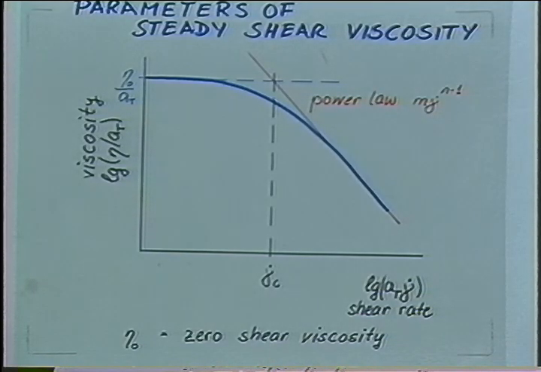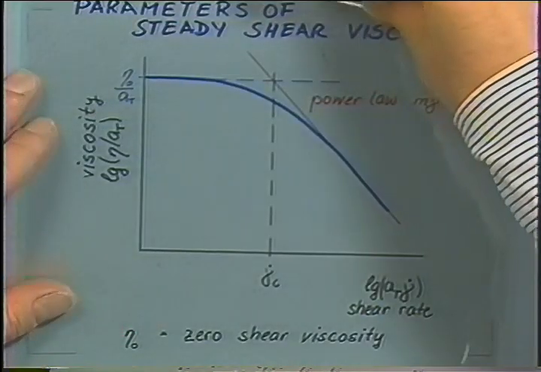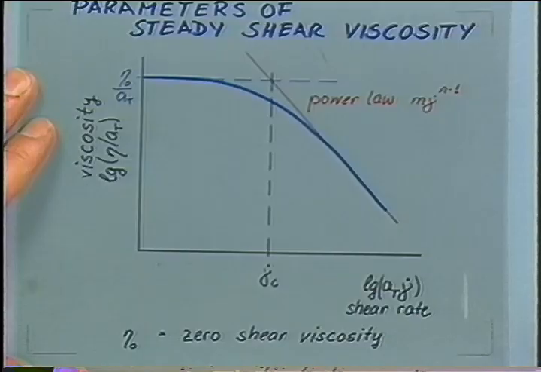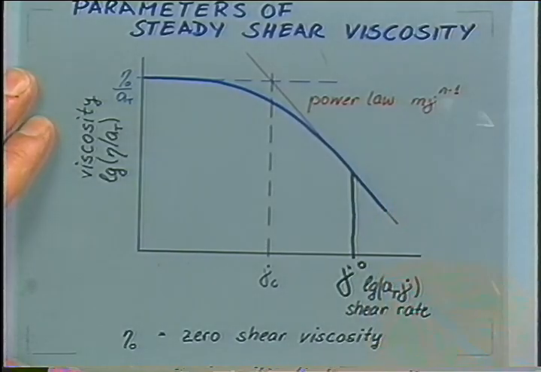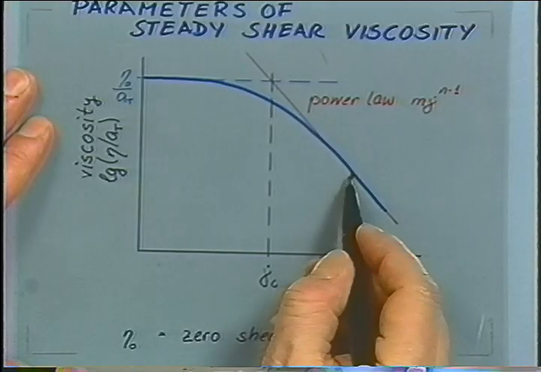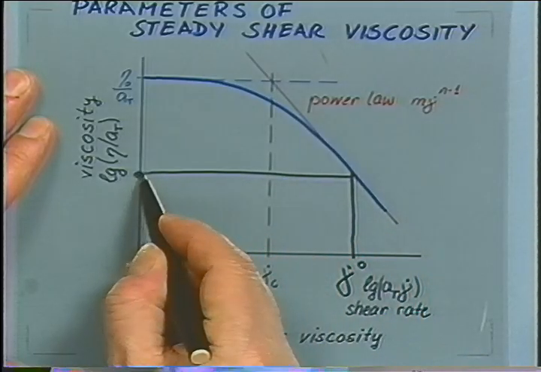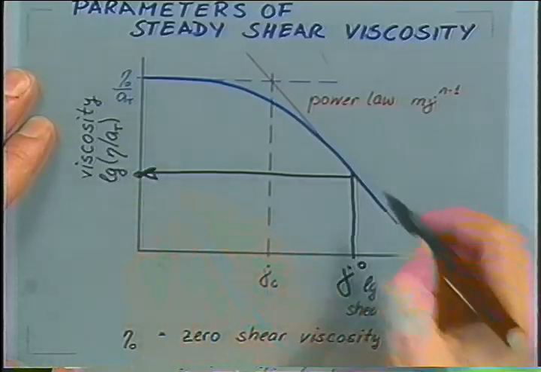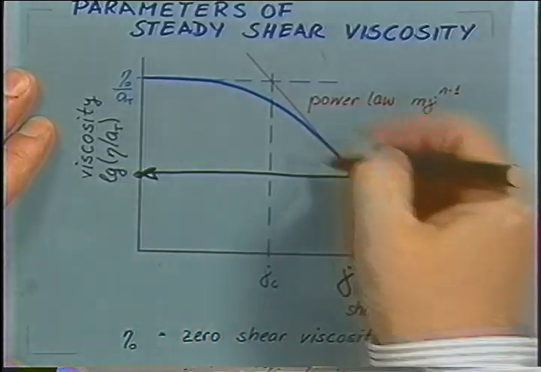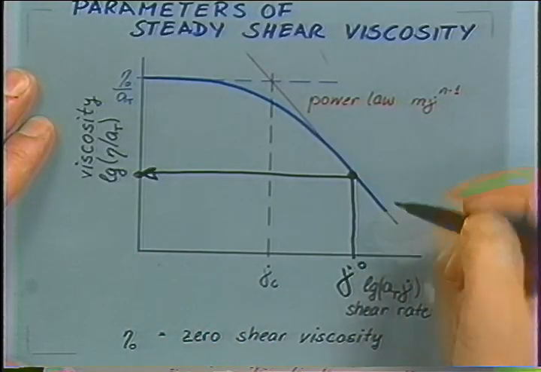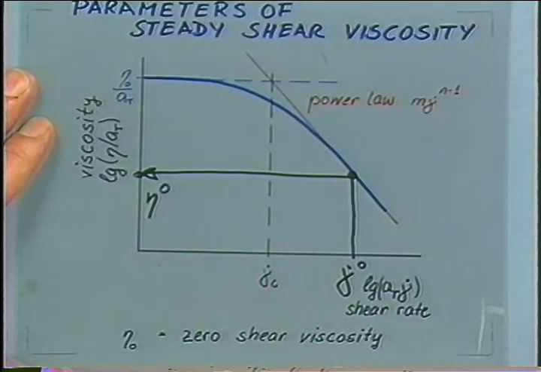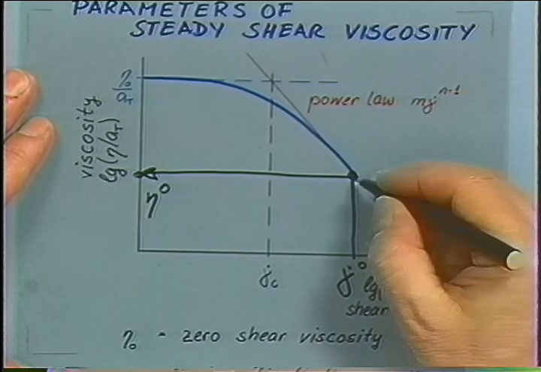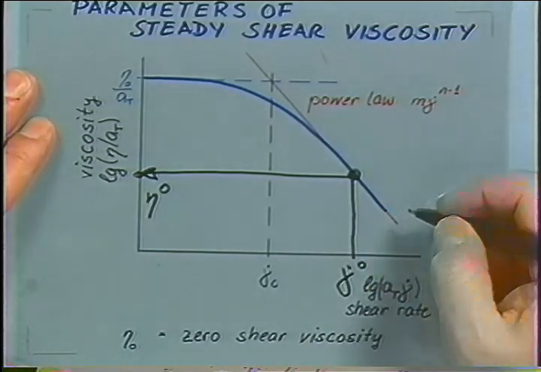Let me just draw that, because there's a very simple way of determining the parameter of the power law. You would choose a shear rate, say gamma dot super 0, and then you would read the viscosity which is occurring at that shear rate. Remember, somebody gives you the data. So you have now the viscosity super 0. So these are associated with one point on this curve.